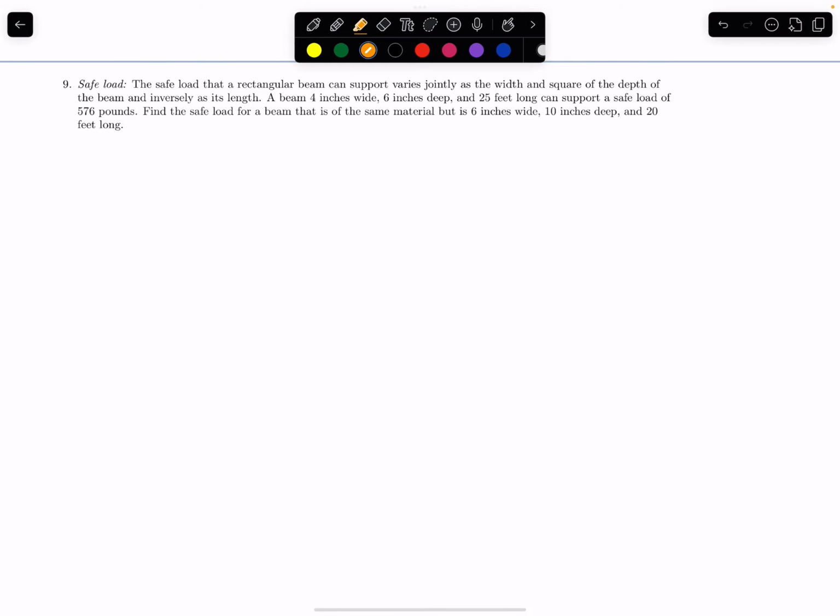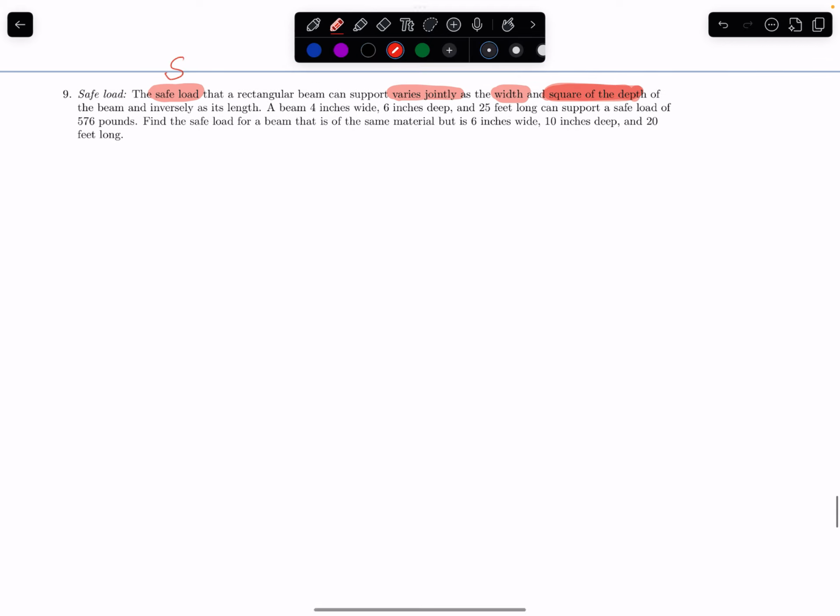The safe load that a rectangular beam can support varies jointly. Let's start highlighting things. So the safe load varies jointly as the width and the square of the depth. Okay, so far I'm not finished. Let's give these variables some names here. Let's call safe load S for safe, and width we'll call W, depth we'll call D, but it's the square of that, so it should be D squared. So far, the equation looks something like this. Safe load is varying, so some constant of variation, jointly with the width and the square of the depth.